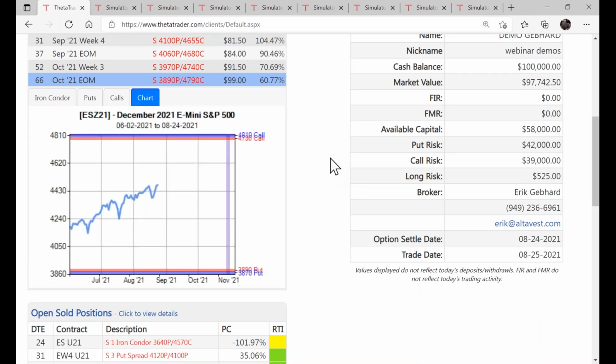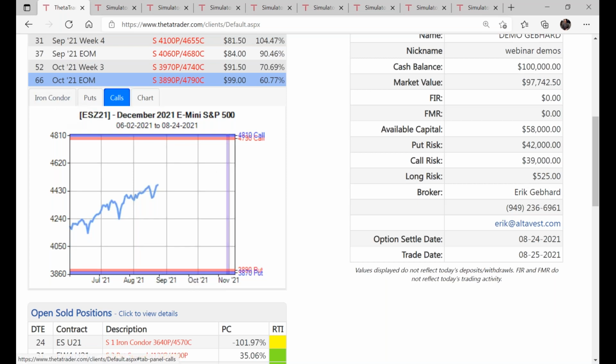Let's look at a graph. It's like taking a helicopter over the market and flying over, and this is what the landscape looks like. Here's the current price of the market. You're selling this out of the money call spread and out of the money put spread, collecting net premium on both sides, and that's what it looks like.